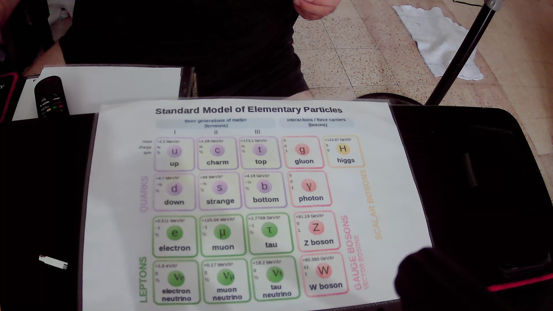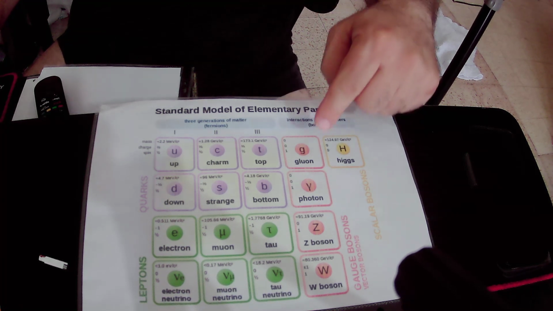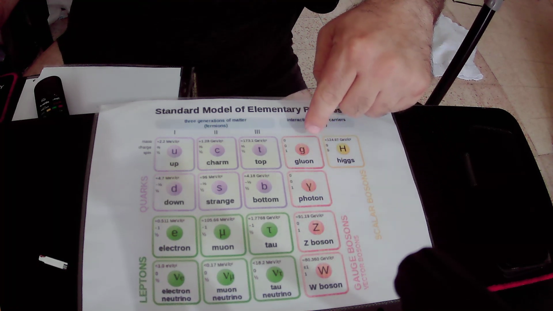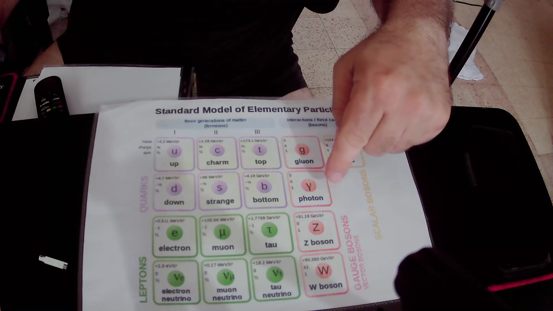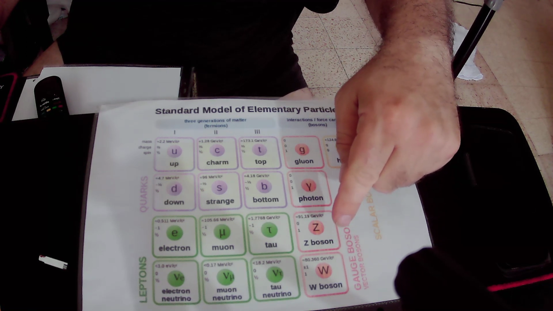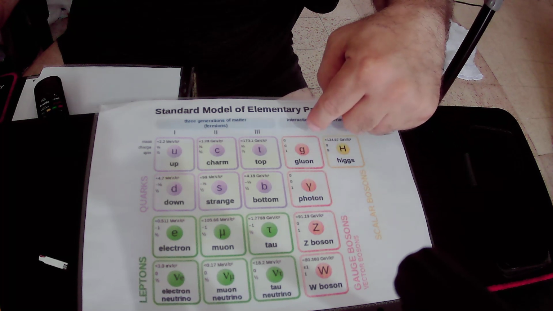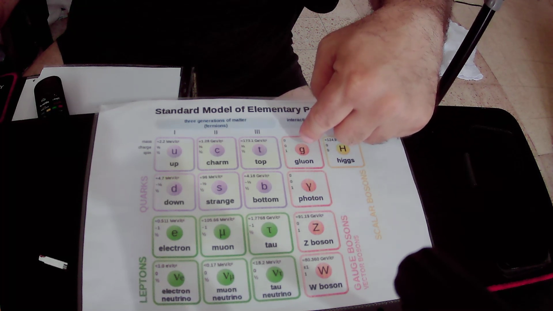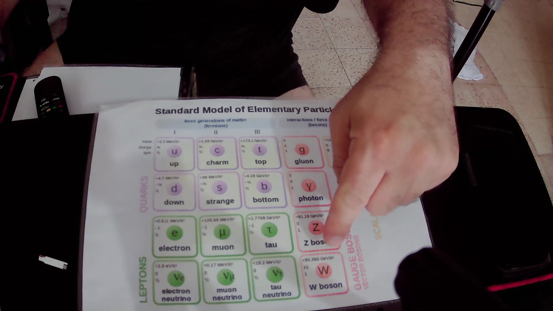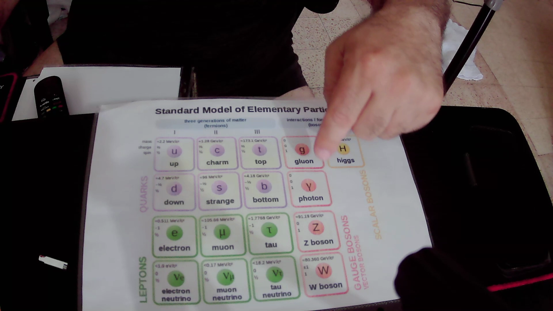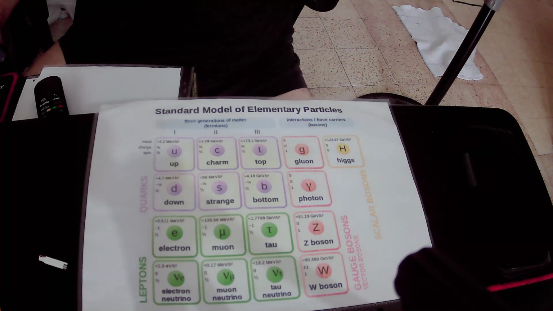Of these, two quarks and the electron make up the matter that surrounds us every day, and four others mediate the four fundamental forces in nature. Those are the four particles in red color.